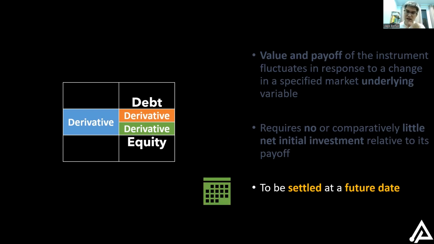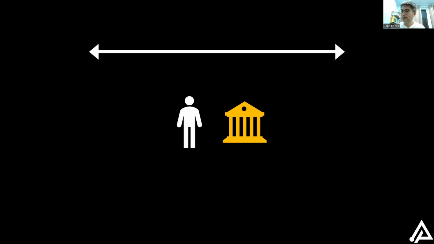So a derivative, the value changes based on an underlying. It requires no or comparatively little net initial investment relative to the potential upside or downside of that contract, and they will be settled some point in the future. Now, there are a lot of different examples of derivatives.